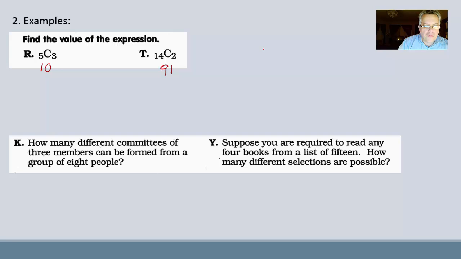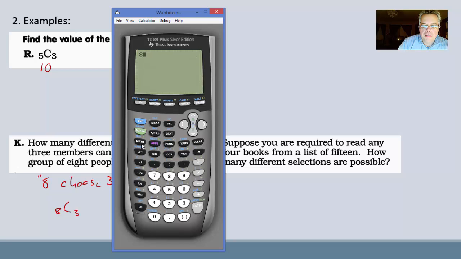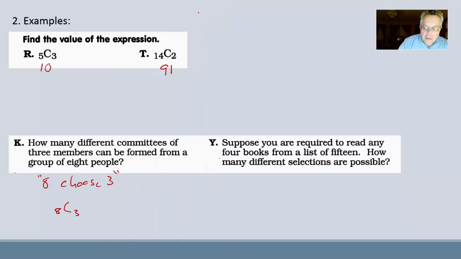All right, here are a couple of word problems. How many different committees of 3 members can be formed from a group of 8 people? So 8 is the total we have. What we need is 8 choose 3. And of course, the way we would write that is 8, a capital C, and 3. 8 choose 3. All right, let's do it. I'm going to pull up my calculator, clear that out. 8, Math, go over to Probability, NCR, 3. 8 choose 3 is 56. So you could form 56 different committees if you pick 3 from 8.